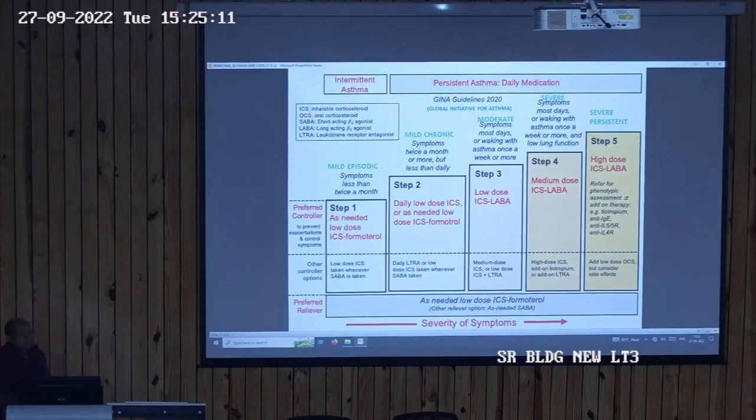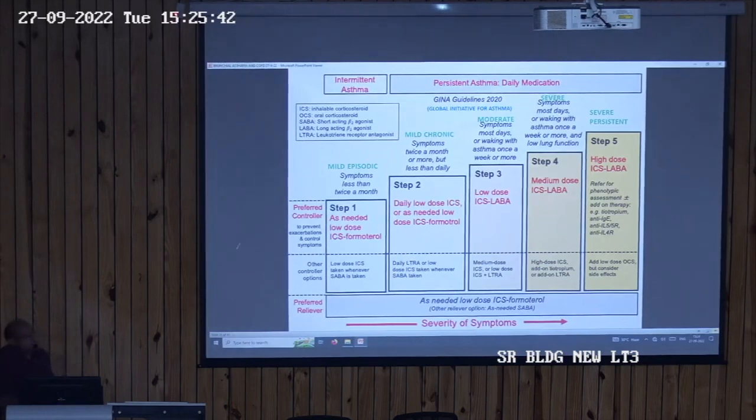Now these are the GINA guidelines, that is the Global Initiative for Asthma. So the whole world follows these guidelines for the treatment of patients coming with asthma at different stages and in the context of different ages. So there may be a child, a male, a female, or an elderly person coming to us for the management of asthma.